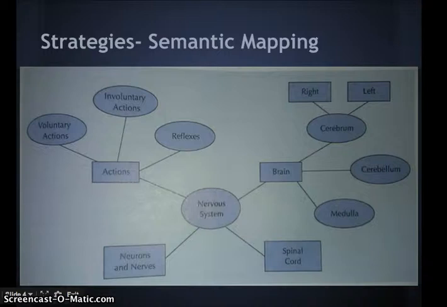Semantic mapping would be where you start with a vocab word, in this case nervous system, and students will start brainstorming what they already know about that. And then the teacher can add things in. In this case, once they said the nervous system was connected to the brain somehow, the teacher had listed different parts of the brain that they would be learning in the future.